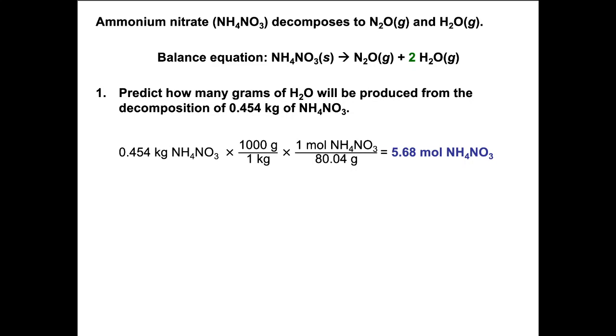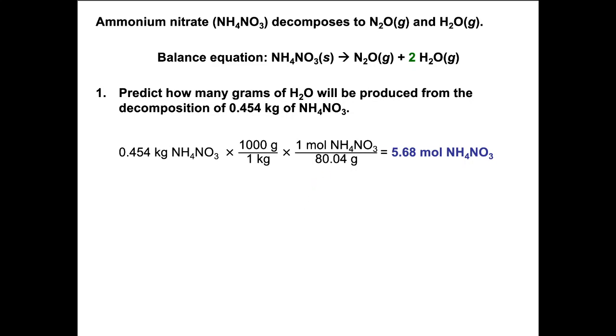And the first thing we need to do is convert to moles. Well, the first thing we need to do is convert to grams. So for every 1 kilogram, there's 1,000 grams. Simple, easy conversion. We can just put it right in line with the rest of our conversions.